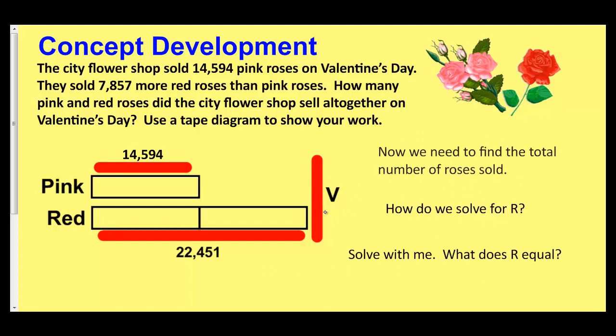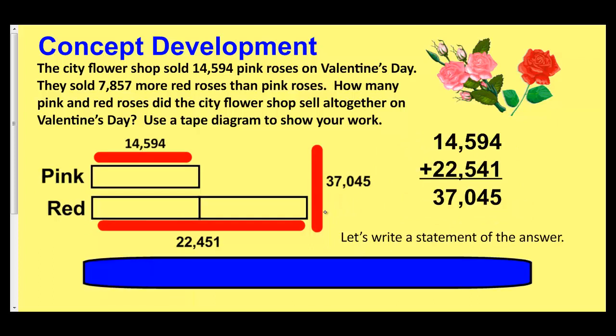Okay, so hopefully, to solve for V, you chose to add 22,451 to 14,594. You'll notice they put 14,594 on top. It's okay if you began with 22,451 as long as this was your answer. And if you added but you did not get this answer, go back and see if you can find any silly addition mistakes. So we've read, we drew, and we wrote an addition sentence.